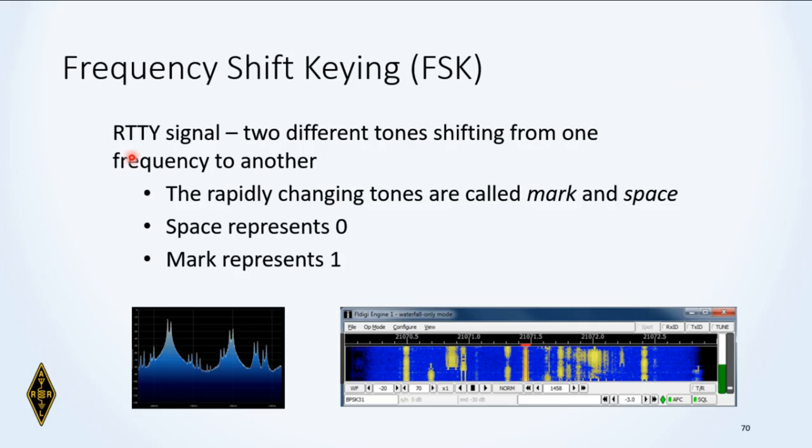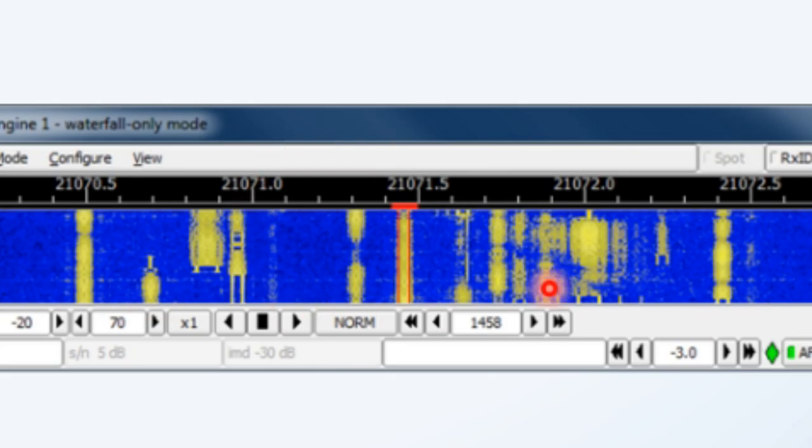And we're using radio teletype, electronic radio teletype, as the example. Two different tones shifting from one frequency to another. Rapidly changing tones are called mark and space. And space represents a zero, mark represents one. And here's a spectrum display, and you can see a very strong signal here with the peaks. These peaks are about 170 hertz apart for standard RTTY. And here's another waterfall display.